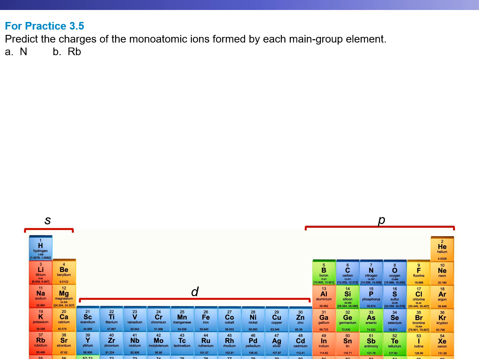So problem 3.5 wants us to predict the charges on these elements based on, if they were to form ions, based upon each main group element. And there's a couple of ways that we can approach this. And what I'm going to do is I'm going to draw out the electron configuration. We're going to kind of examine what's going on here and tie in some information that we've already learned.